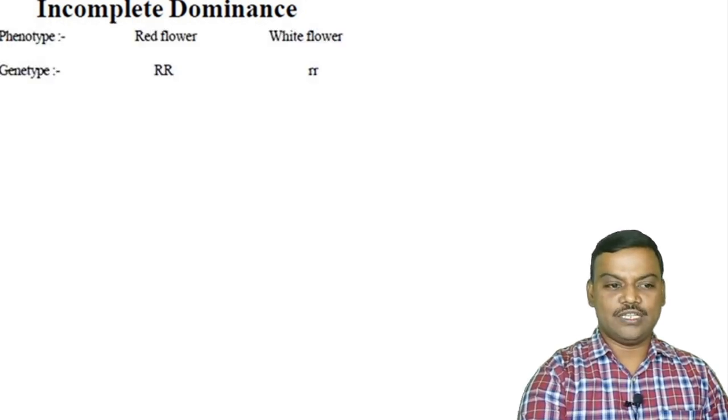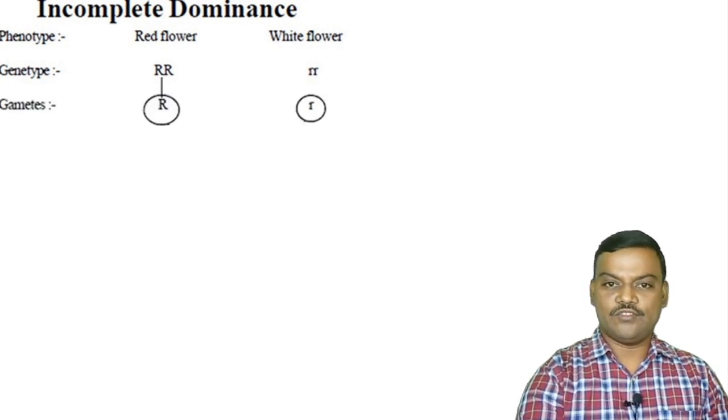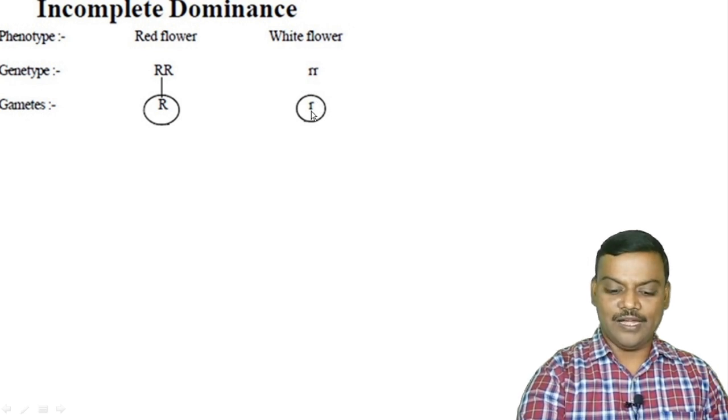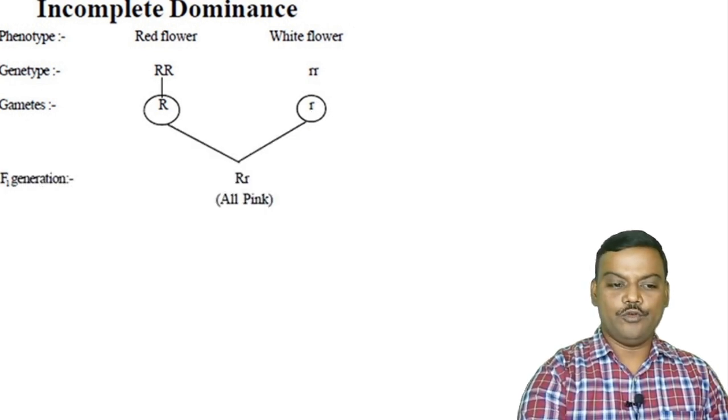First, we should mention the parental combination. Here, the red flower with RR and white flower with small rr are the parental combination. By conducting a cross between these two individuals, both parents can produce only one type of gametes. The first dominant parent can produce one type of gametes with the R allele, and the second parent can produce gametes with the r allele. So these gametes are fused randomly to form the F1 generation.